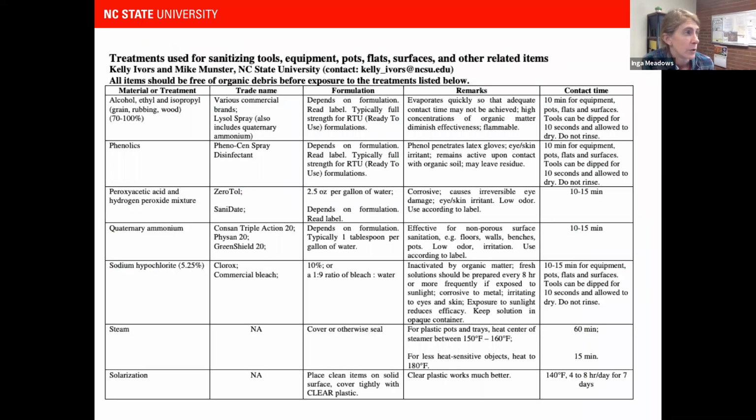As I said before, I was going to show you a sanitation table. So this is online. If you were just to Google treatments used for sanitizing tools and equipment, this table should come up. It's a PDF. You can easily print it as a one-page. Just has a lot of good information on sanitizers and how to use them.